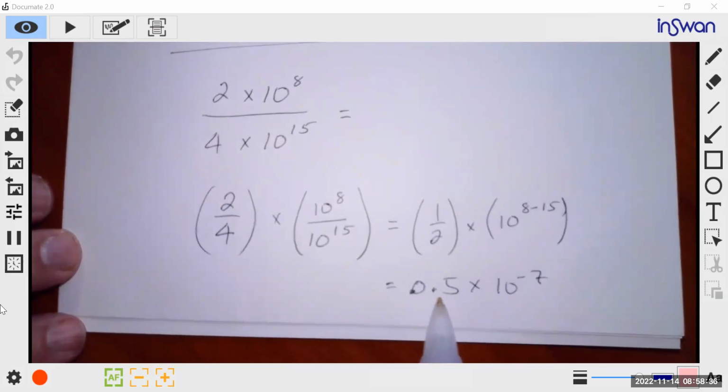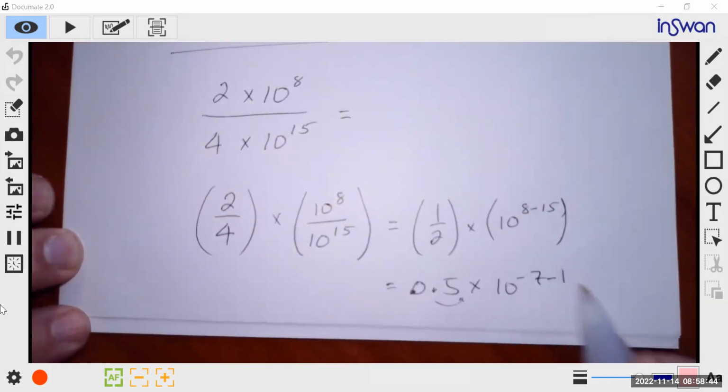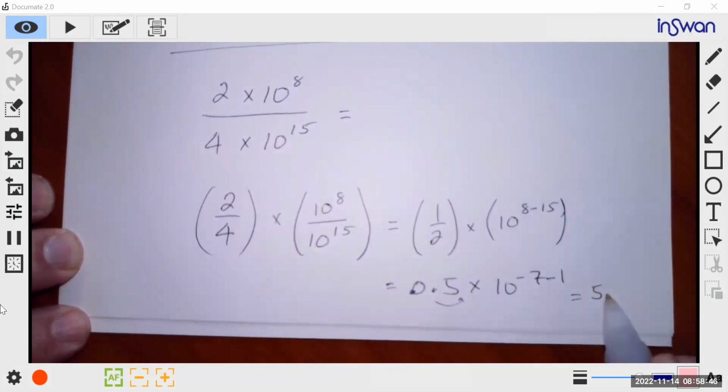Okay, it's not in standard notation. Decimal's in the wrong place. We have to move it 1 to the right. If we move it 1 to the right, what do we do here? We subtract 1. So the answer is 5.0 times 10 to the negative 8.